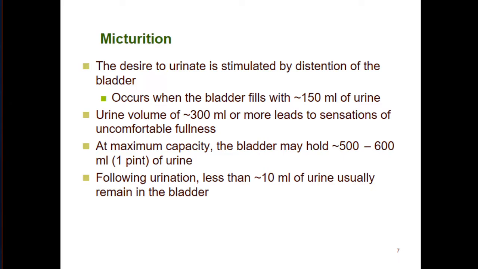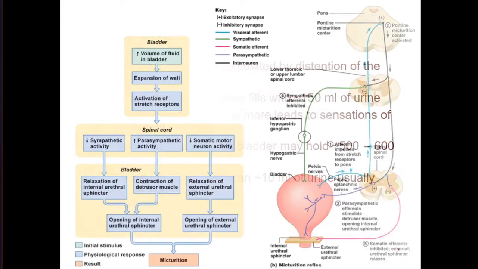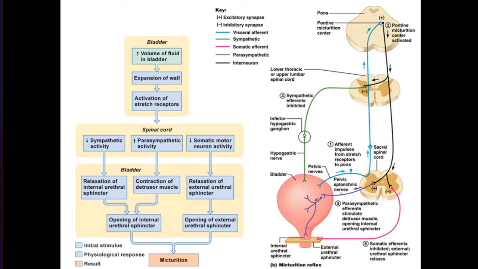But at the end of urination, usually still less than 10 ml of urine remains in the urinary bladder. So here you can see the sequence of events which occur in the urinary bladder and how micturition occurs. When the volume of fluid in the bladder reaches or exceeds 150 ml, it will lead to expansion of the walls, which will activate stretch receptors, and impulses will be sent to the spinal cord. Here you can see the centers and the location.